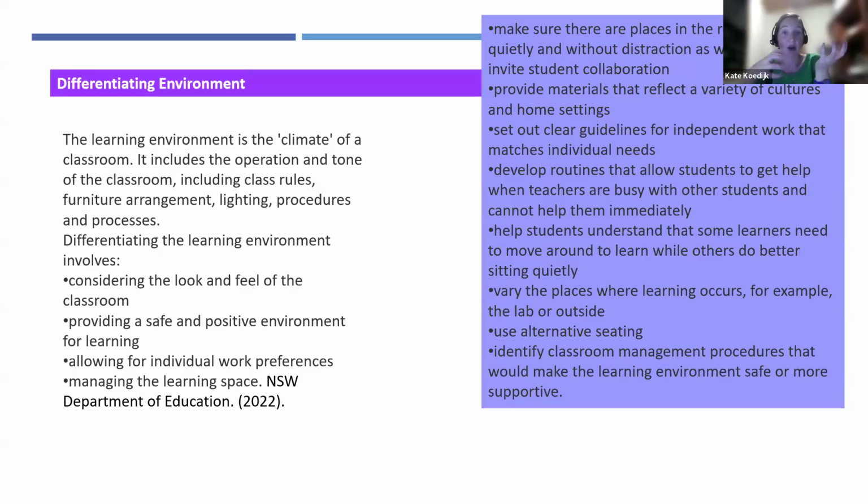Some students we know prefer to work alone and they might like to remove themselves to a quiet corner, whereas others actually prefer an alternative seating and they like to be near the teacher and near the learning wall at all times. Different materials depending on their home settings and cultures, as well as clear guidelines for independent work. Some students prefer the learning wall, some students prefer a checklist, others with the environment prefer just coming up to you and having a chat and saying, hey, how am I going with this?